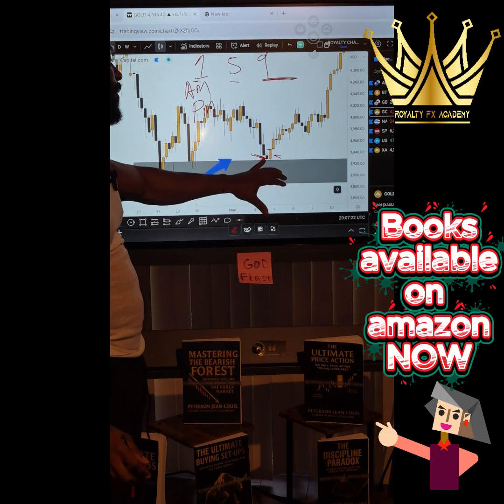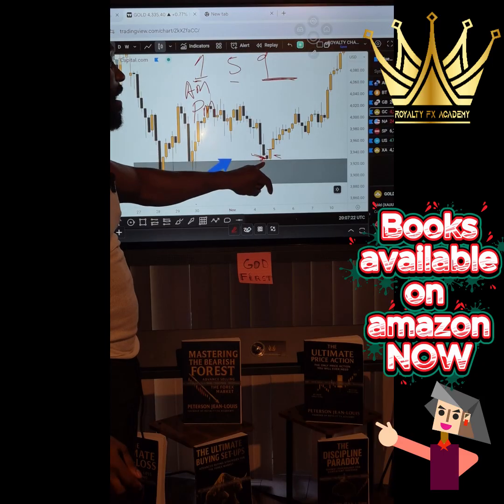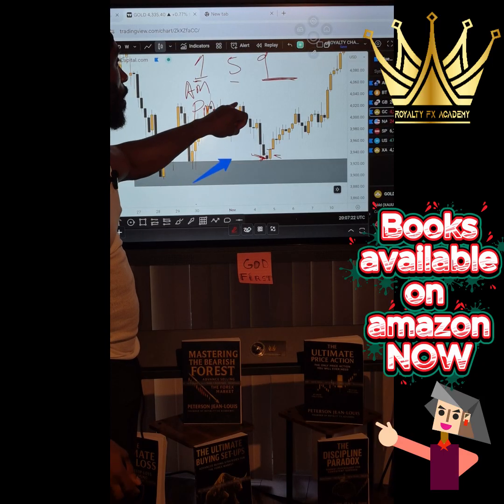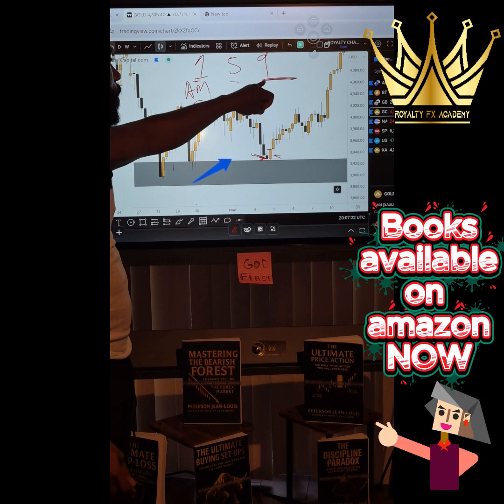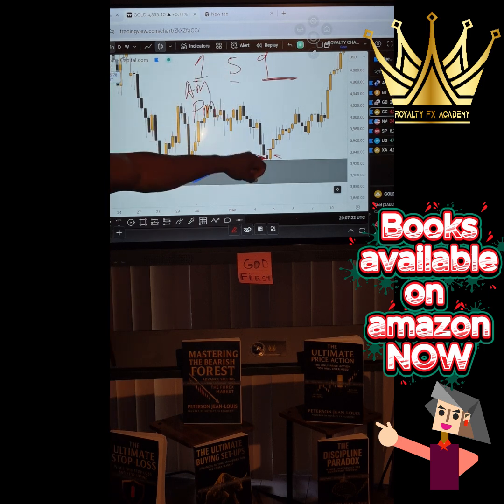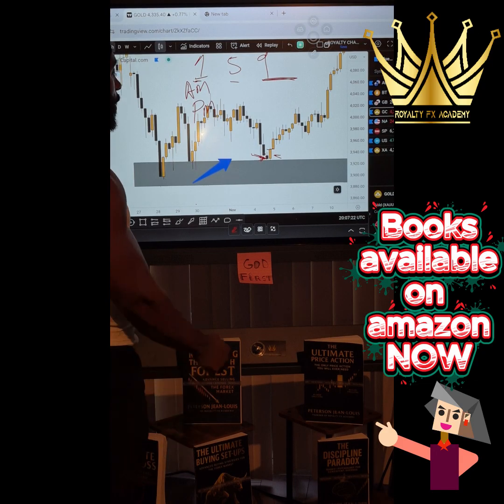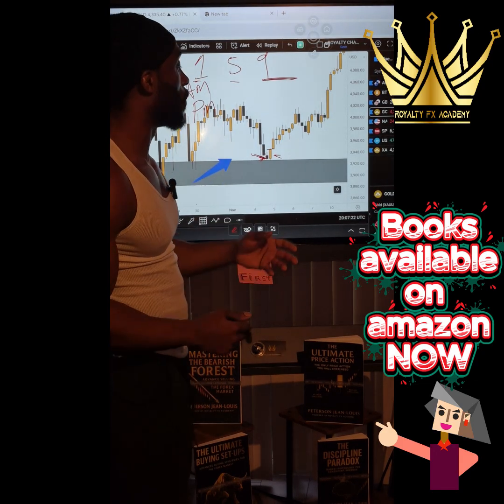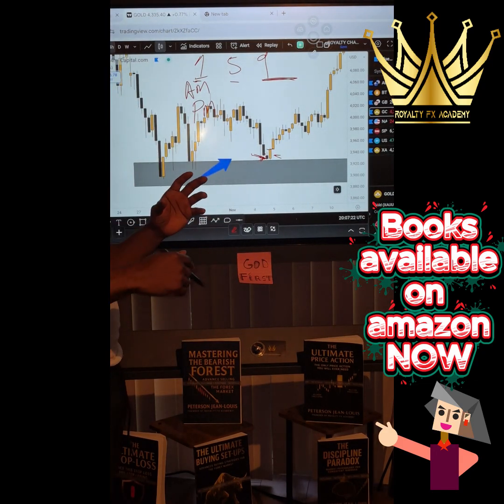The last bearish candle right here could have been at 9 p.m., right? After market opening. Then the 1 a.m. would have been your bullish engulfing. Okay. It's very, very simple.